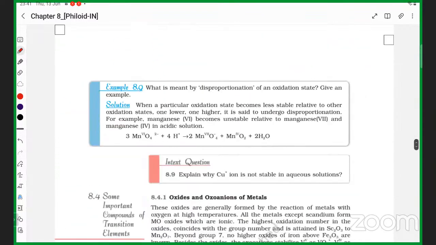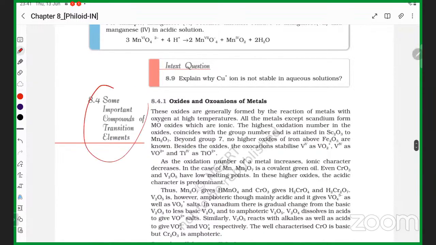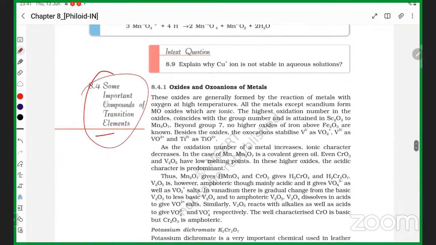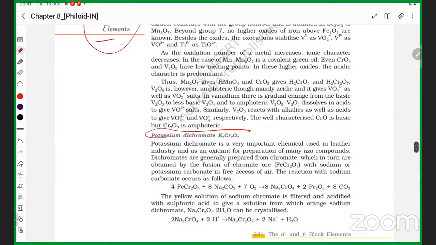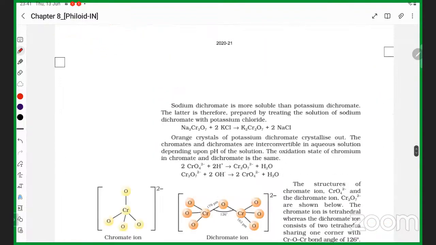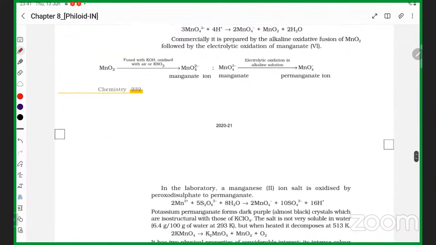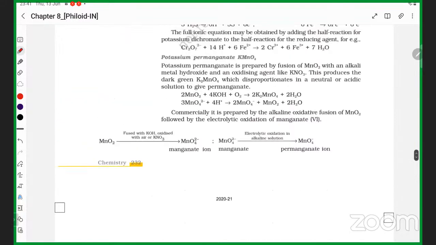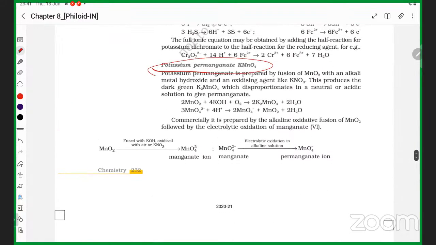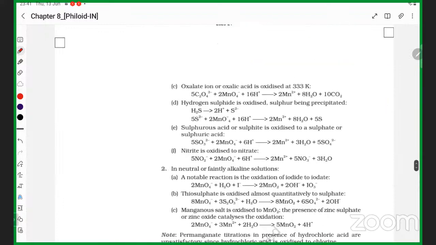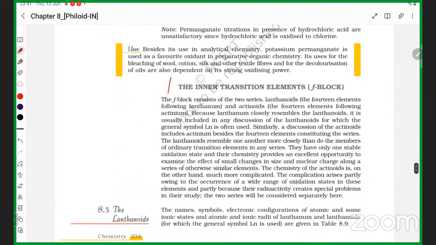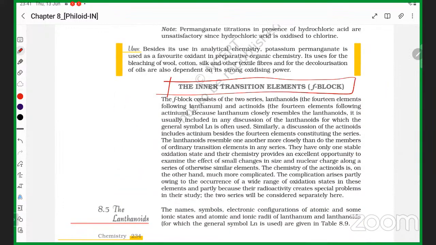Tomorrow we are going to study some important compounds of transition metals. Only two compounds are there: potassium dichromate and potassium permanganate. Tomorrow these two compounds will be over, and then one more class will be required for the f-block. So two more classes are required to finish this chapter. Tomorrow is Friday, and by Saturday most probably I will finish.